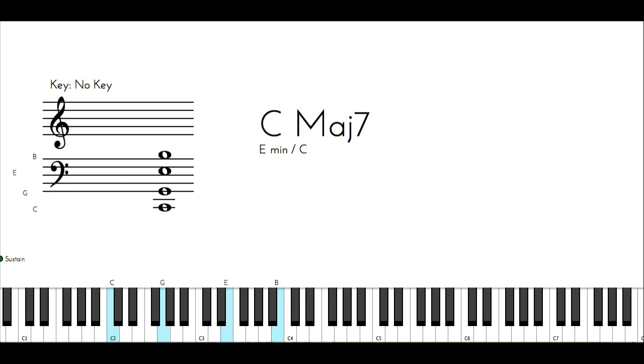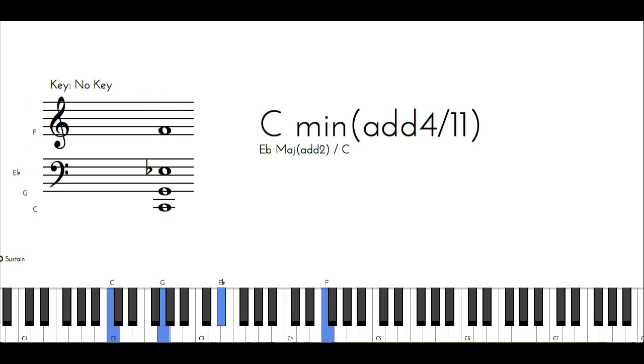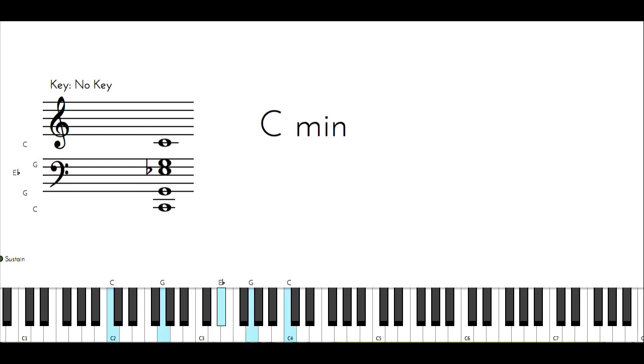Now with the minor, I can do the same thing. I can just have the matching pentatonic that goes with it. Another thing I can do is I could play a pentatonic scale that's a 5th away. So I'll be playing a G minor pentatonic.